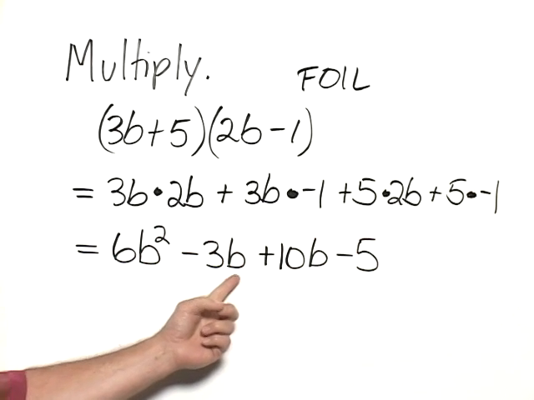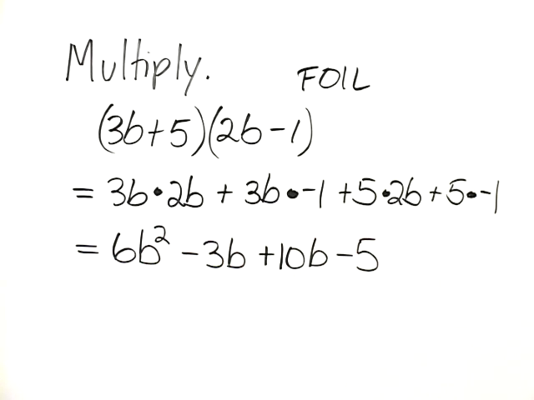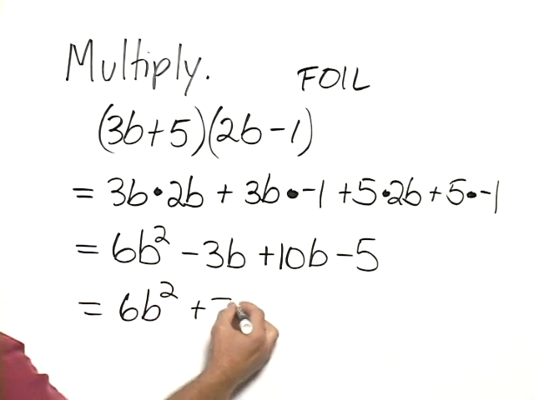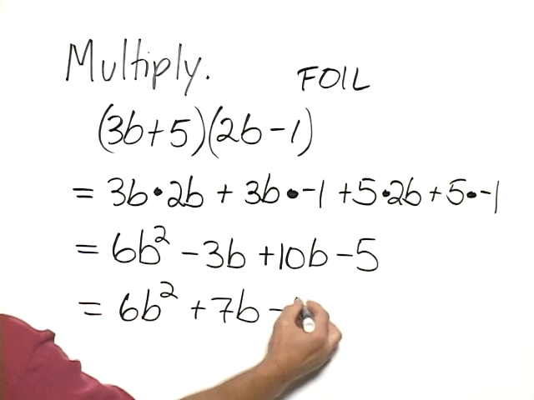Notice that we must combine the middle two terms because they are like terms, so we have 6b squared plus 7b minus 5.